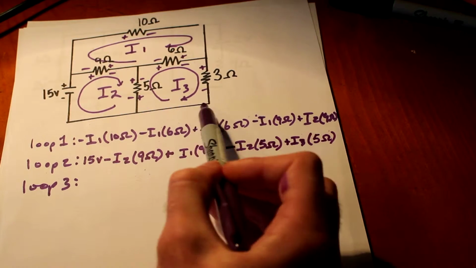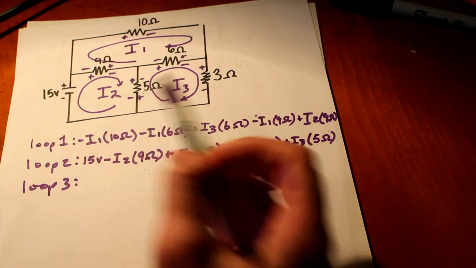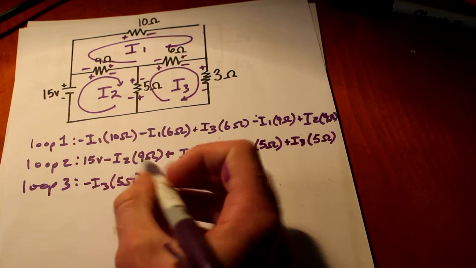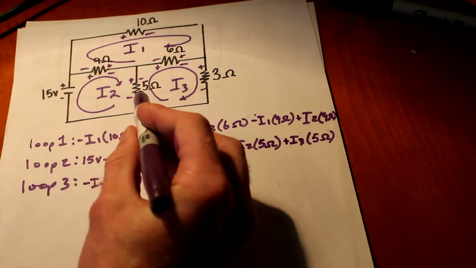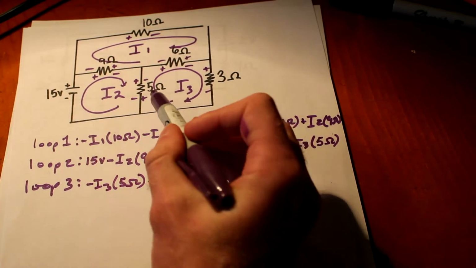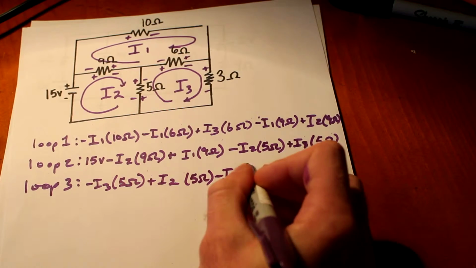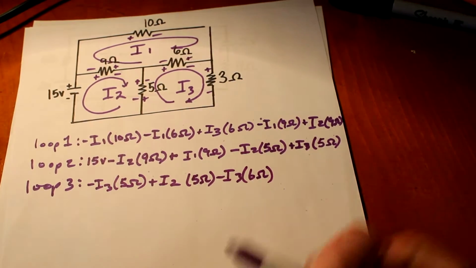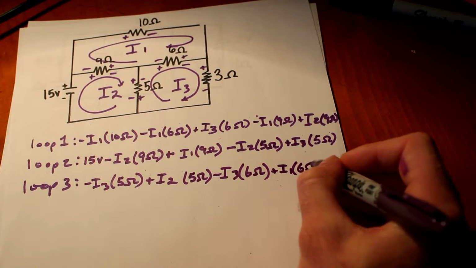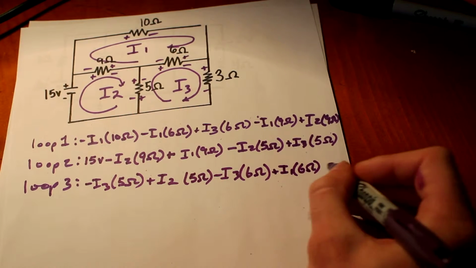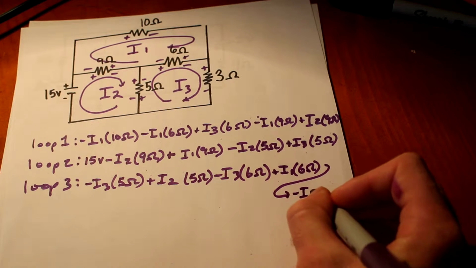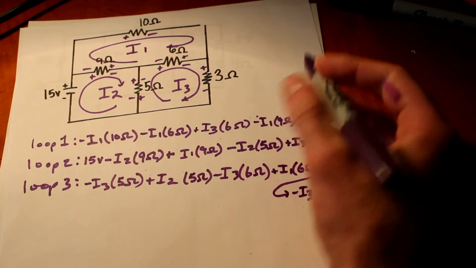So I3 will start from maybe down here. So we're going around and we have minus I3 times 5 ohms. But you guessed it, it's plus I2 because it's shared, times 5 ohms. Okay, so far so good. Keep going around, minus I3 times 6 ohms. And it is shared as well, so plus I1 times 6 ohms. And then we're running out of space a little bit here, so make sure you can keep track of where I'm going. Minus I3 times 3 ohms. That's the final one right here.